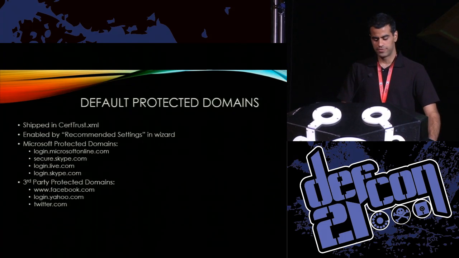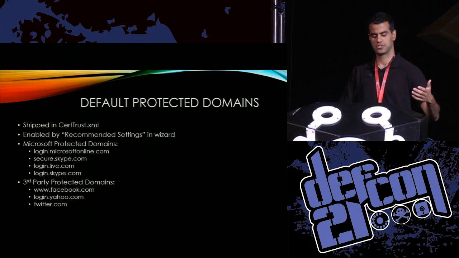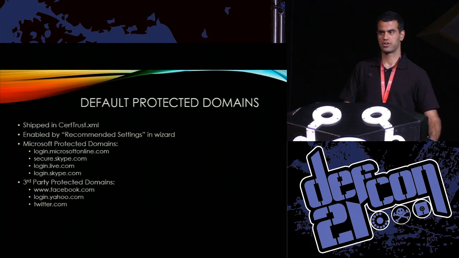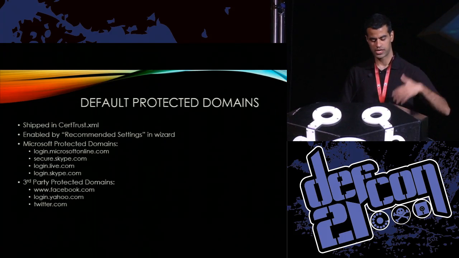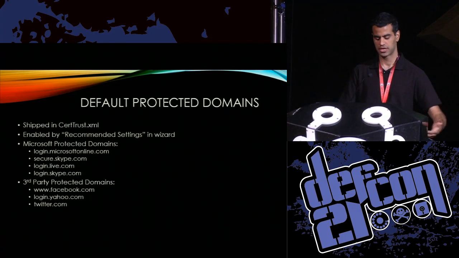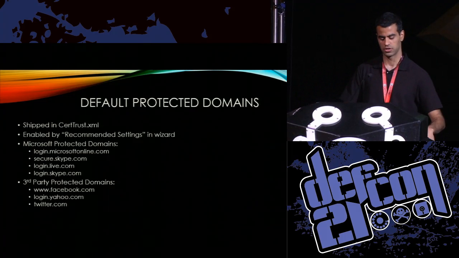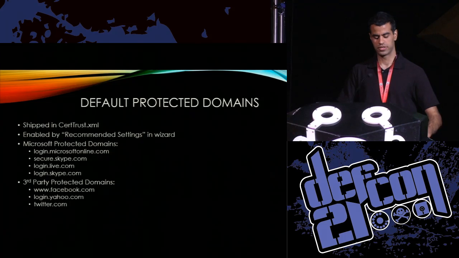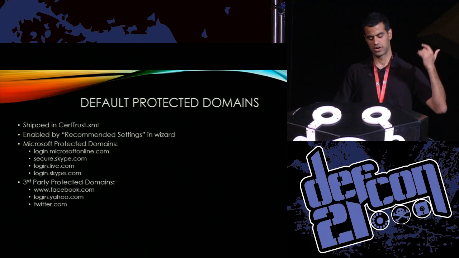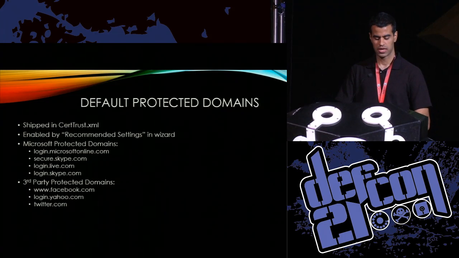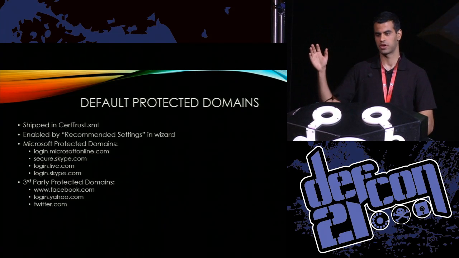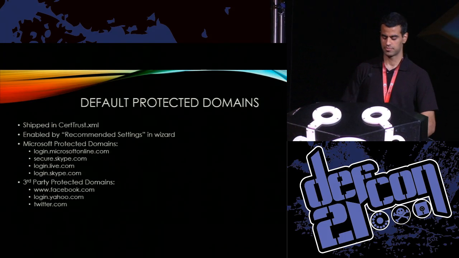So here are some of the default protected domains that ship with EMET. This is in the cert trust.xml. These are both third-party and Microsoft domains and sites. You can see Twitter, Facebook, Yahoo. Those are other companies that wanted to cooperate and be in this with us, so shout out to them. These are various domains that we're pinning to, and this can be configured by the wizard in EMET.